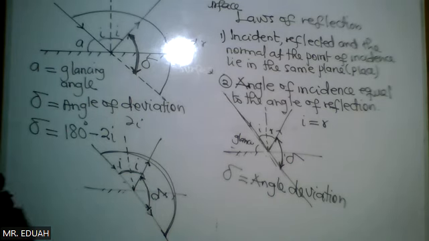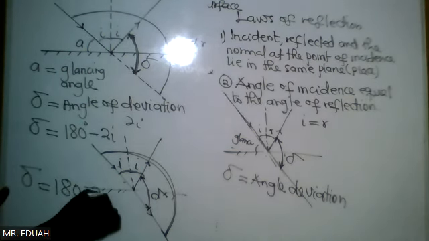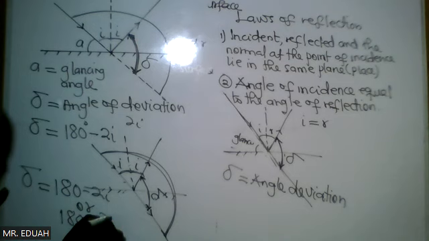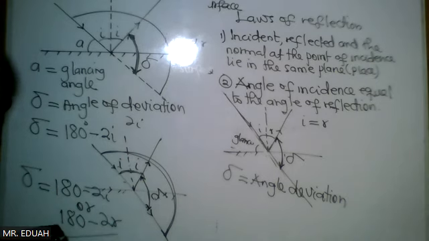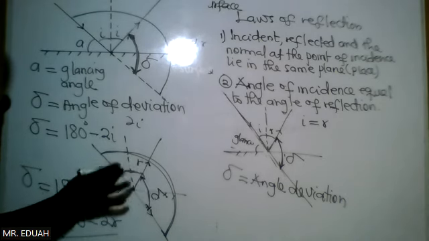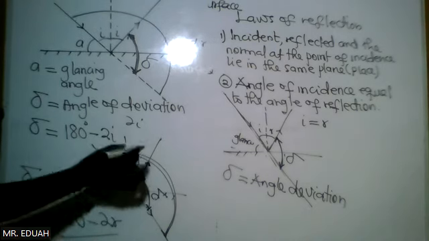So the angle of deviation for mirrors is equal to 180 minus 2i, or 180 minus 2r, because if this is r, this will also be r. If you give me I, this is also I, period.